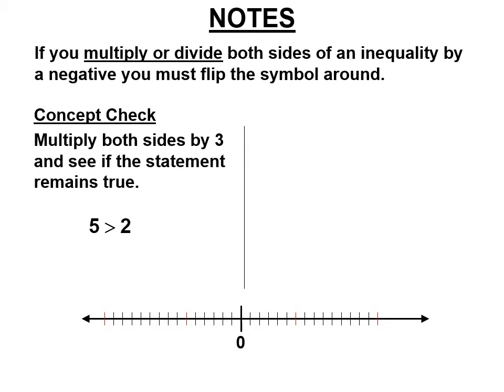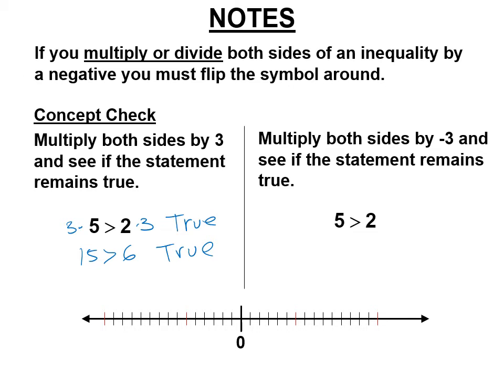Okay, so if you multiply or divide both sides of an inequality by a negative, you have to flip the symbol around, and let's show you why that is. So it says multiply both sides by 3 and see if the statement is true. First of all, is 5 greater than 2 true? Yes, that's true, right? And so if you multiply both sides by positive 3, you get 15 is greater than 6. That's still true, right?